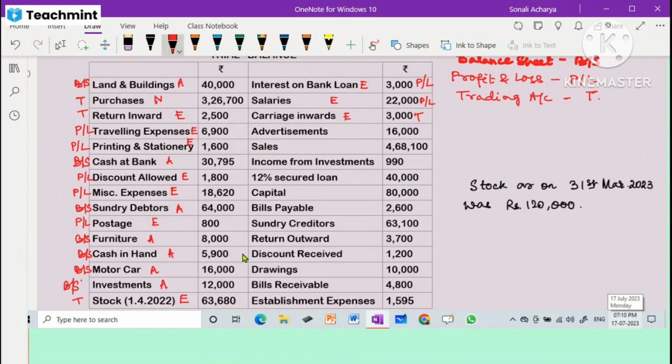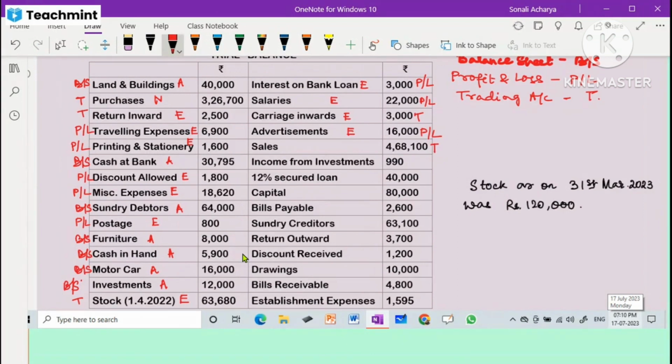Next is advertisement. Advertisement is also an expense and it will be shown in the PL account because it is an indirect expense. Sales. Sales we know will be shown in the trading account, as it is used to calculate the cost of goods sold.